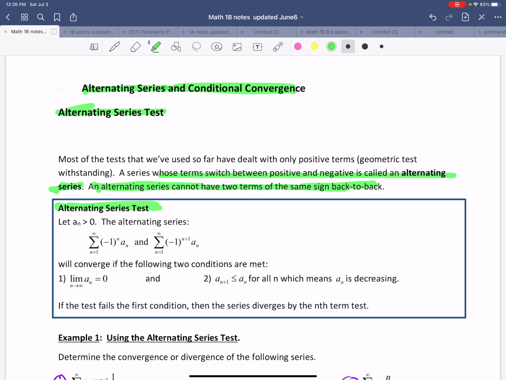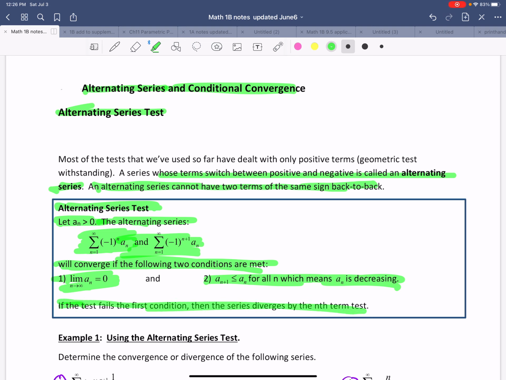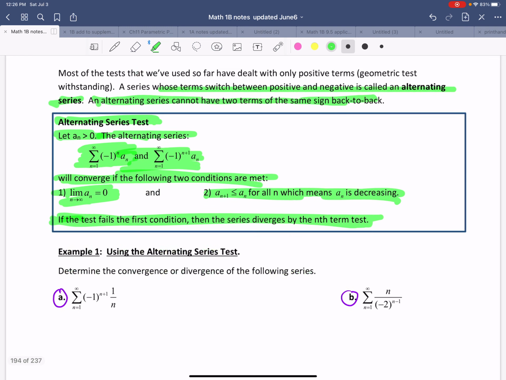The alternating series test states: let a_n be greater than 0. The alternating series, summation n equals 1 to infinity of (-1)^n a_n and summation n equals 1 to infinity of (-1)^(n+1) a_n, will converge if these two conditions are met. The first condition is the limit as n goes to infinity of a_n is equal to 0. The second condition is a_n has to be decreasing. If these two conditions are met, then we can say the series converges. If these two conditions fail, then the series diverges by the nth term divergence test.